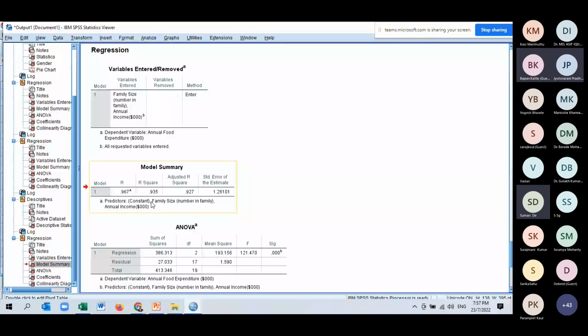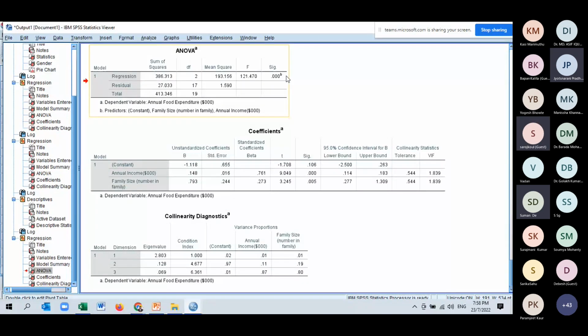And there is another way: the children's age also matters. In some families the children are 18 years plus. If they go to university, the expenditure will be high. That also matters, so family members matter for expenditure. So the model is significant. It says that P is less than 0.05. The model is very good, meaning your independent variables, family size and annual income, significantly influence the family food expenditure, right?